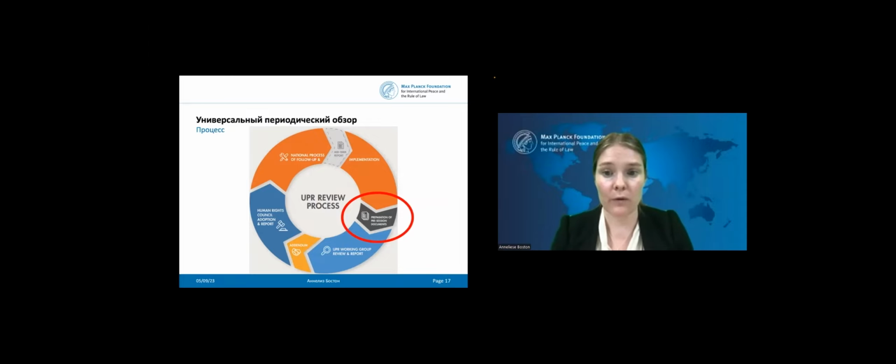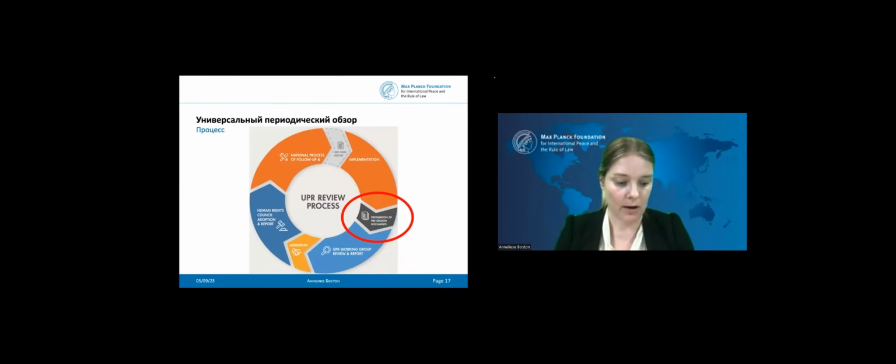So the review itself is based on three documents. Firstly, a report prepared by the state known as the National Report. The National Report should give an update on progress of previous recommendations and any new or emerging human rights challenges. States are encouraged to consult with stakeholders within their country when preparing the National Report, so you can take advantage of any opportunity to be involved in the preparation of the National Report. Kyrgyzstan's fourth National Report is due in February 2025, so perhaps over the next year or two, you will be able to take part in Kyrgyzstan's National Report.